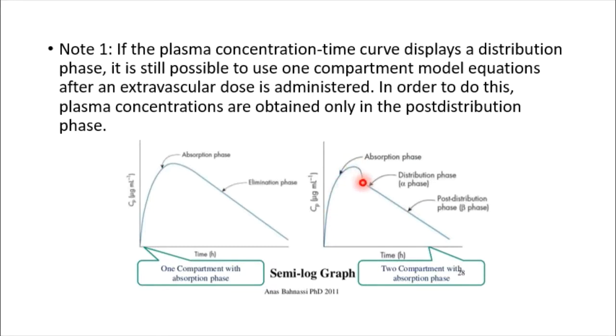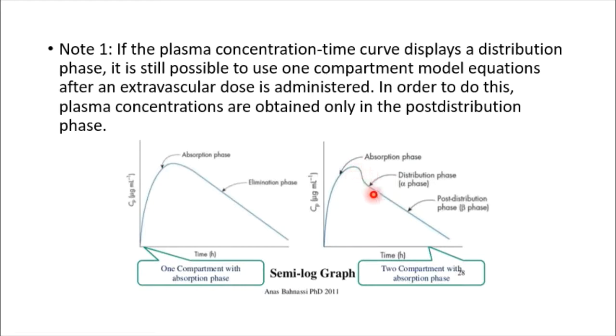And here on this note, it assumes that we can still use it, because on a semilog paper, this should be considered as a two-compartment model, because here, as you see in this figure, there's a distribution phase, and here is the elimination phase. We can still use the one-compartment model phase for the calculation of concentrations anywhere following the distribution phase.